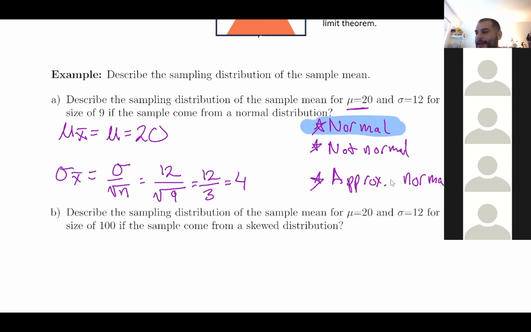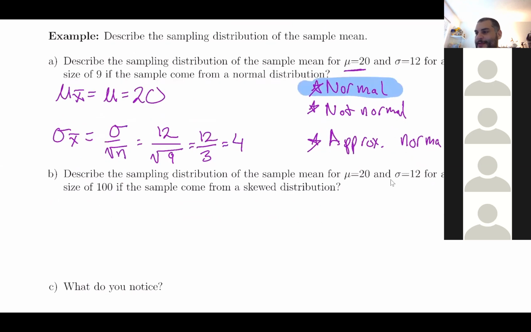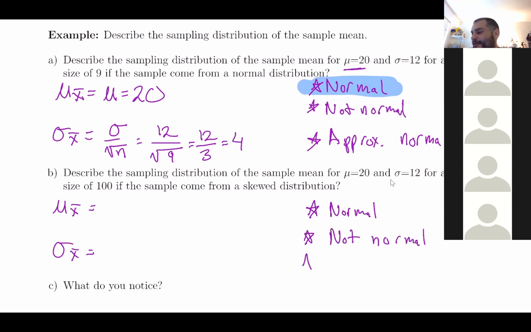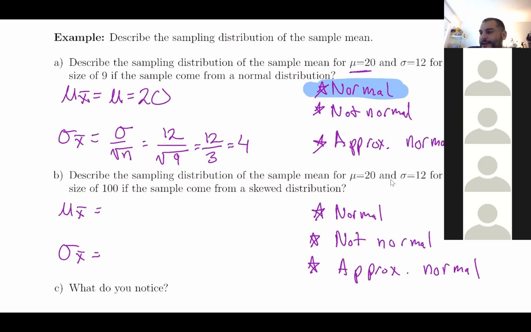All right, let's do part B. We're going to do exactly the same thing. We're going to find mu of x bar, find sigma of x bar, and see if it's normal, not normal, or lastly, approximately normal. All right, so let's get started.